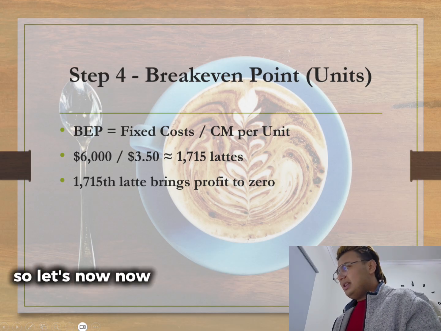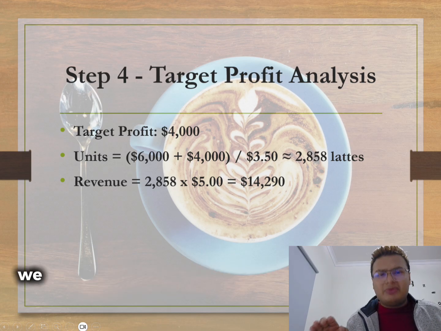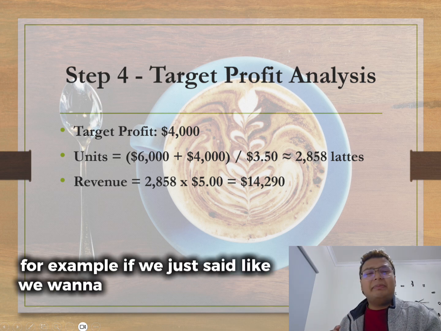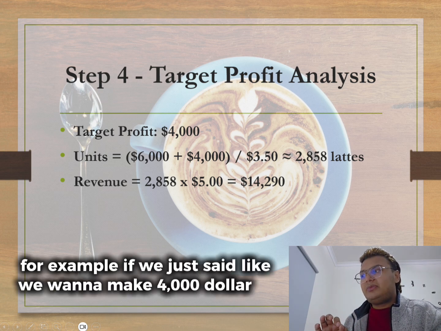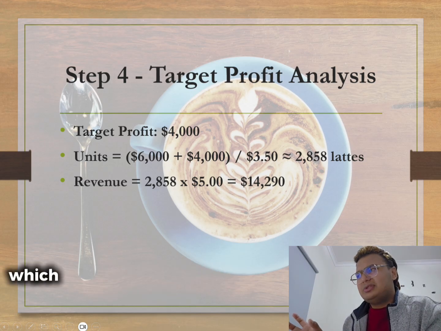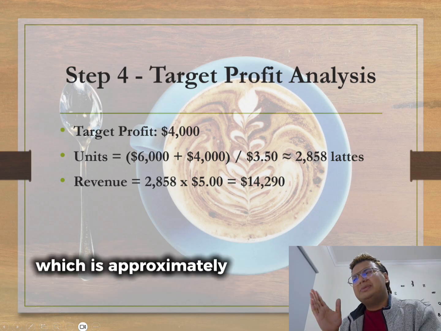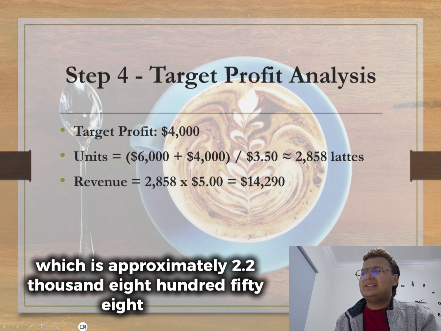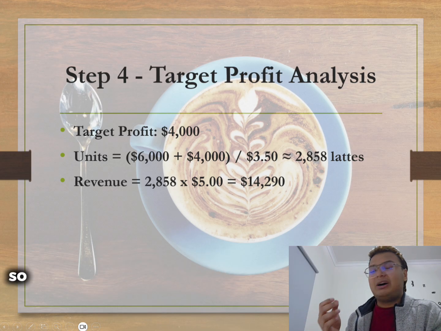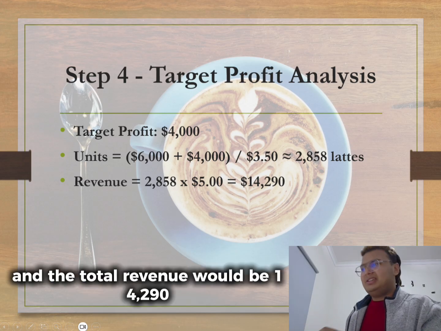So let's talk about target profit. We don't just want to reach the break-even point, we want to make some profit as well. How would we do that? For example, if we want to make $4,000 of profit, we add this to the fixed cost, which is 6,000, and 4,000 plus 6,000 is 10,000. If we divide that by 3.5, which is approximately 2,858 lattes, our revenue would be this. So our profit would be 4,000 if we sell that many lattes, and the total revenue would be 14,290.